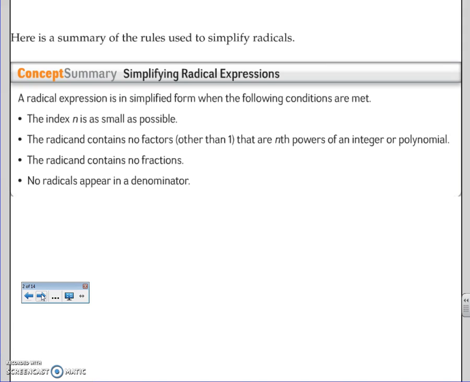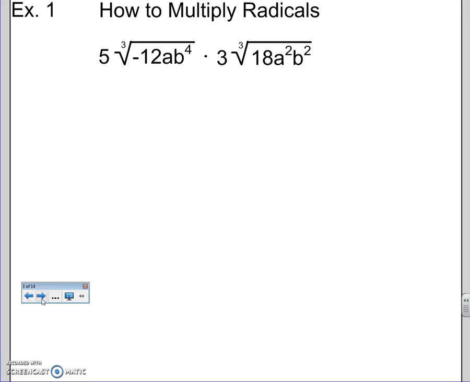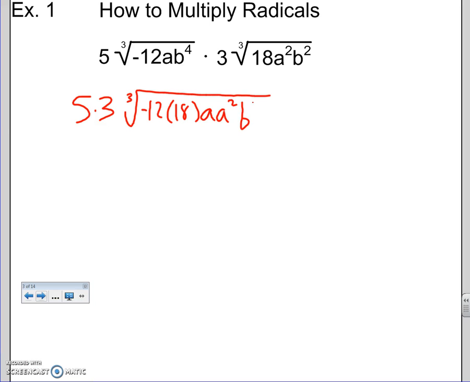So here's our first example. How to multiply radicals. Well, if they're the same radical, so they're both the cube root of something, you can multiply the outside with the outside, the inside with the inside. So outside I have 5 times 3, and inside this cube root, the negative 12, the 18, I'll put the things next to each other, the a to the first power, the a squared, the b to the fourth, and the b to the second.